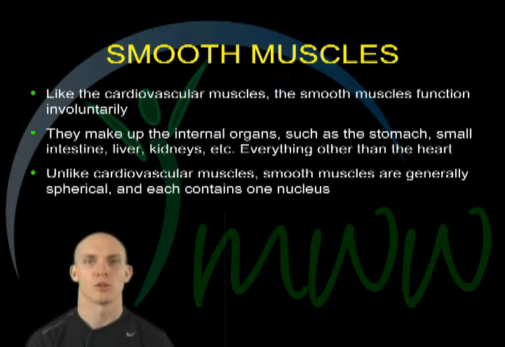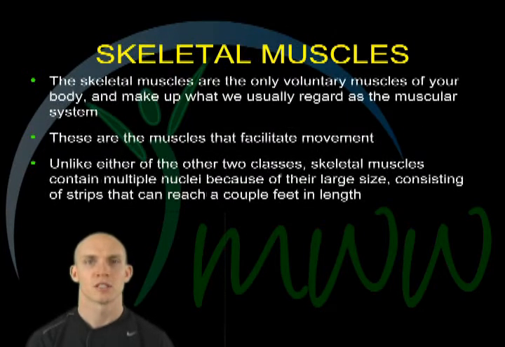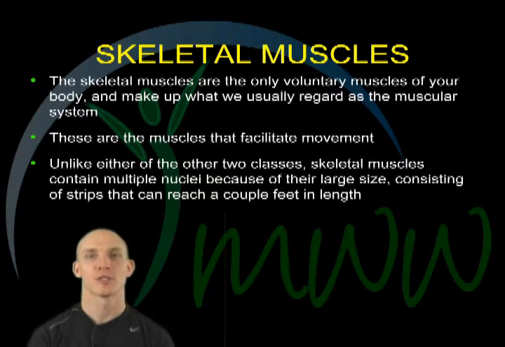each contain one nucleus. The skeletal muscles are the only voluntary muscles of your body, meaning you need to think to move them. These are what is generally referred to when we speak of the muscular system. These are all the muscles in the body that facilitate movement. Unlike either the smooth muscles or cardiac muscles, the skeletal muscles contain multiple nuclei because of their large size. These consist of strips that can reach a couple feet in length.